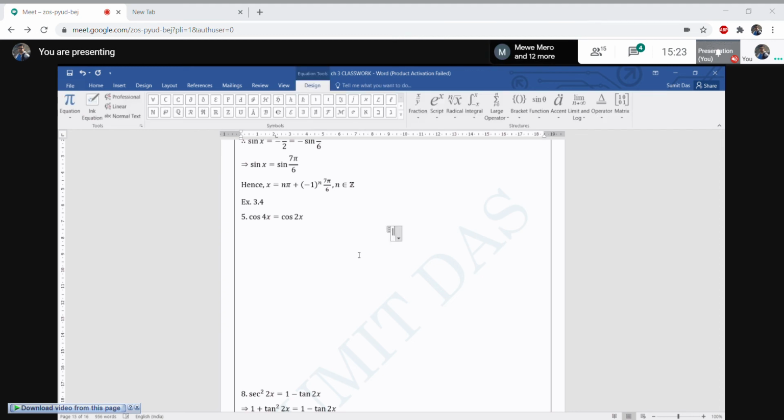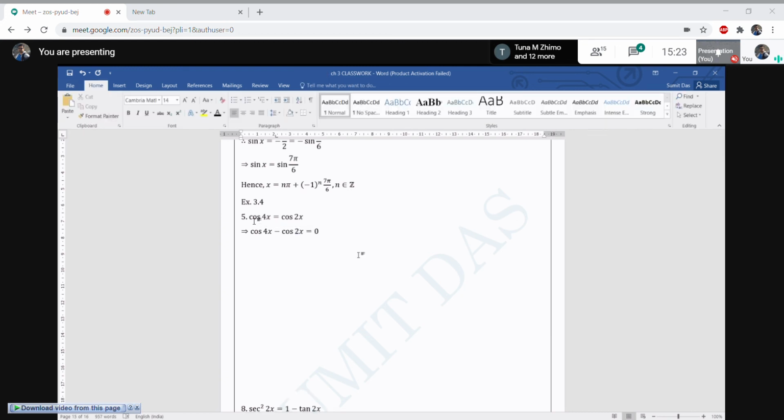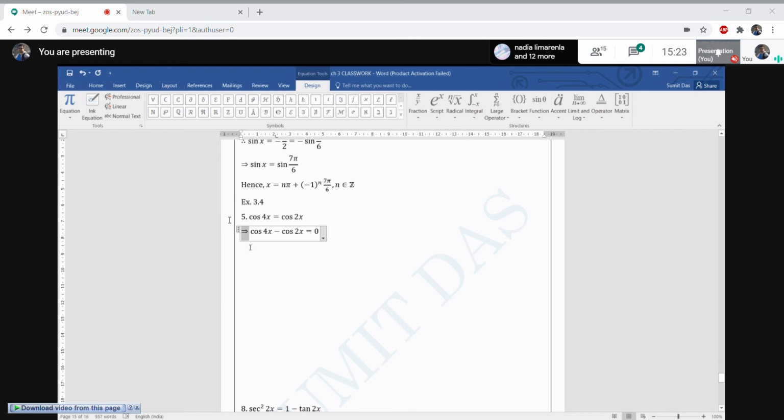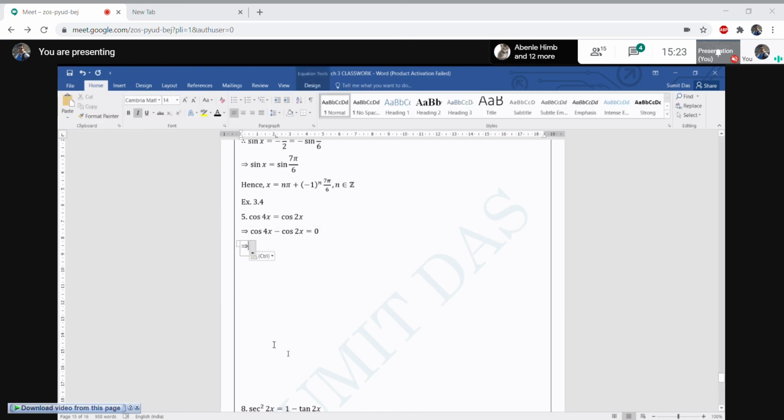Next line, what can we write? We can write cos 4x minus cos 2x equal to 0. Then we'll use the cos A minus cos B formula. What is the cos A minus cos B formula? Check your book, check your notebook where I gave the formula. Formula number 22. Cos A minus cos B formula is minus 2.